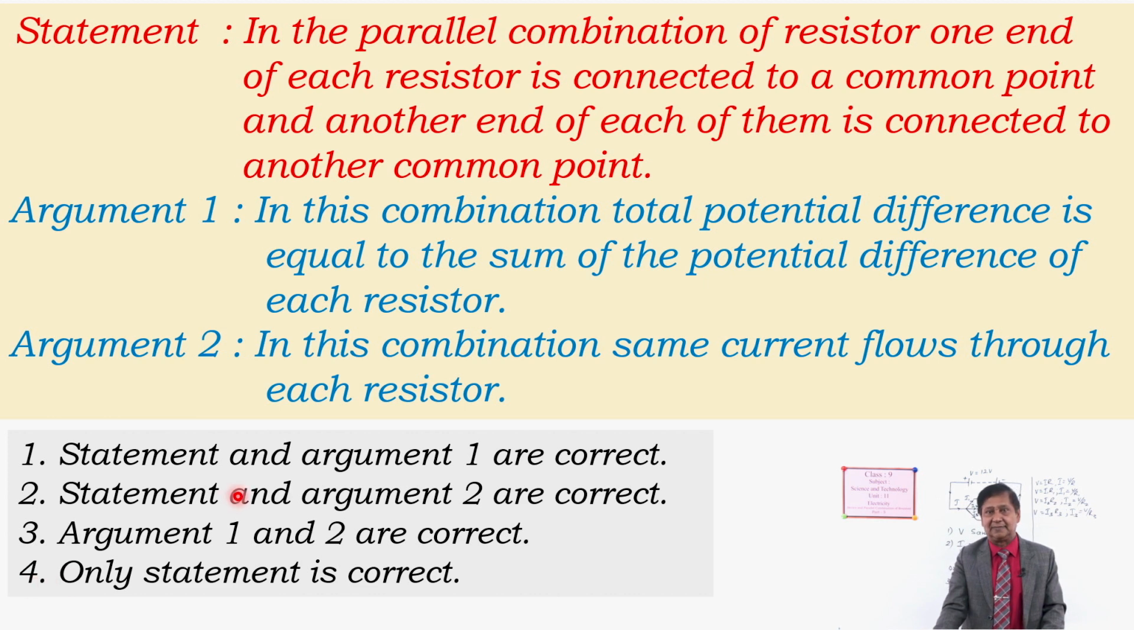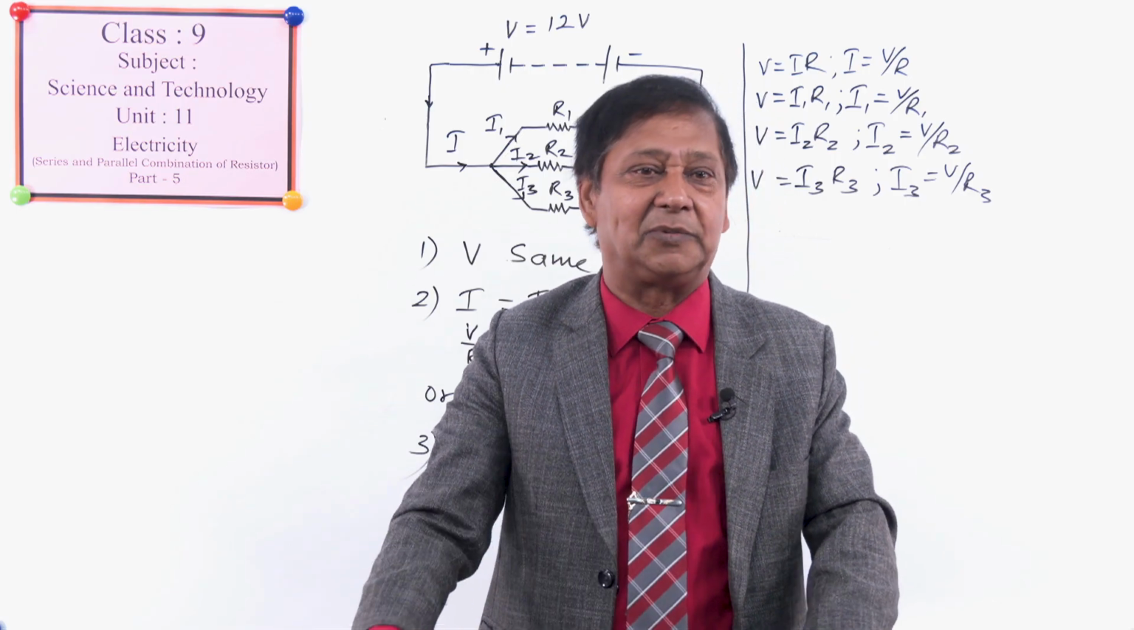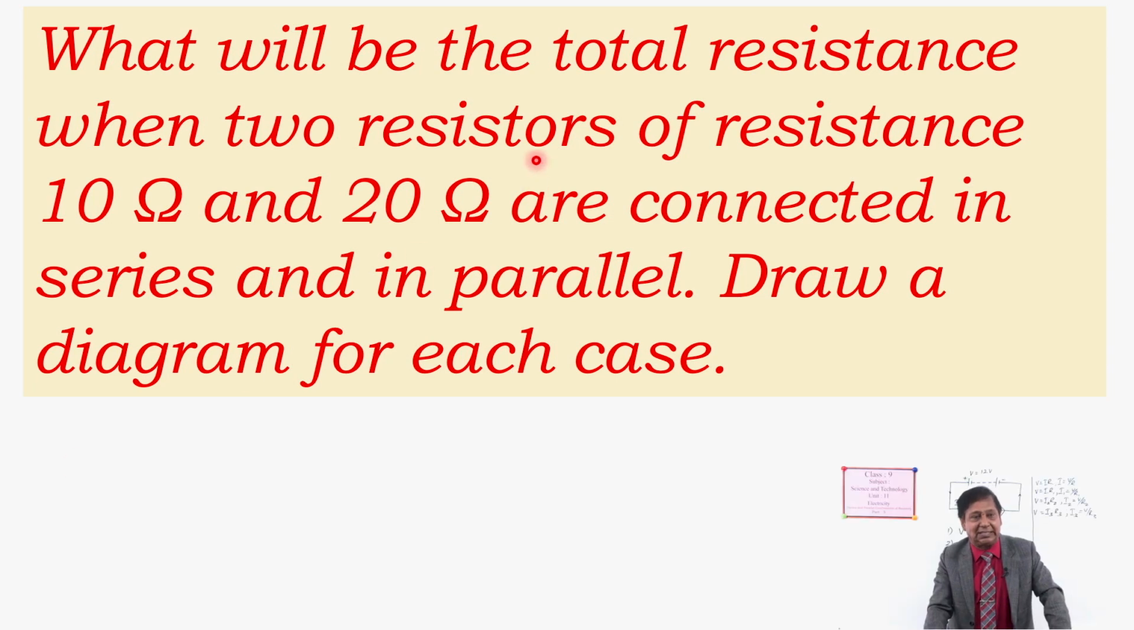We'll tick on it. Okay, after the question, now we have to go through a numerical problem also. Look at this numerical problem. What will be the total resistance when two resistors of resistance 10 ohm and 20 ohm are connected in series and in parallel? Draw a diagram for each case. We have to draw a diagram also, and calculate the total resistance. Now let's go through the solution.